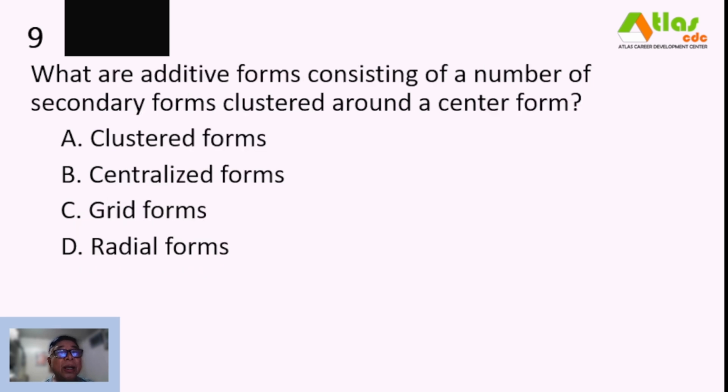Number 9. What are additive forms consisting of a number of secondary forms clustered around a center form? A. Clustered forms, B. Centralized forms, C. Grid forms, and D. Radial forms.